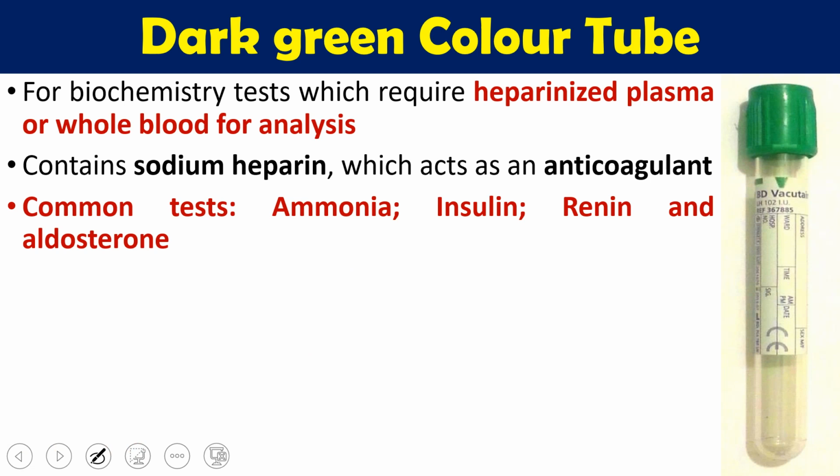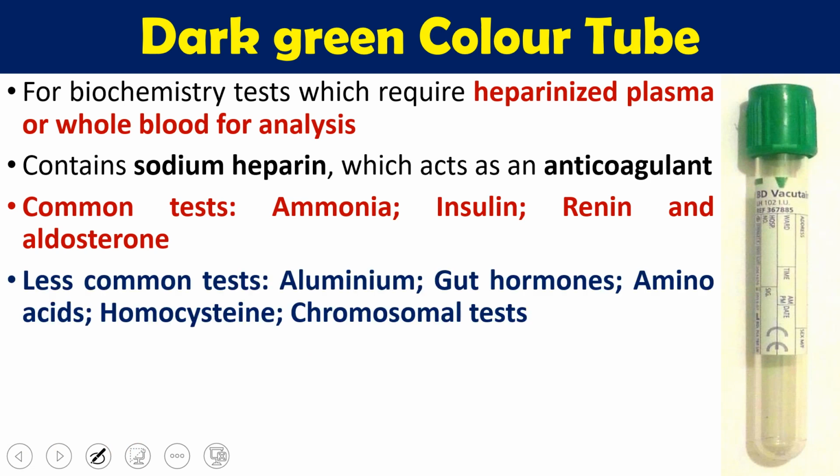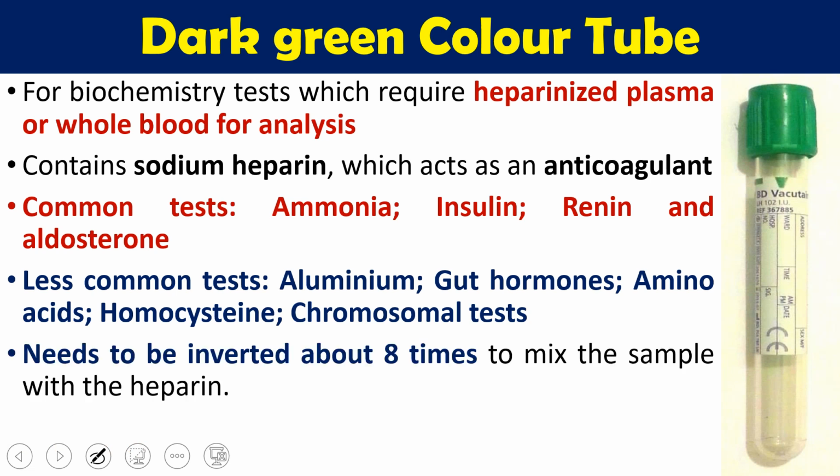blood from this vial are ammonia estimations, insulin estimations, renin and angiotensin aldosterone estimations. Less common tests where we are going to use blood from these vials are aluminium estimations, gut hormones like gastrins, then we can have CCK, GLP, all those gut hormones analysis, amino acid estimations, homocysteine estimations, chromosomal tests.